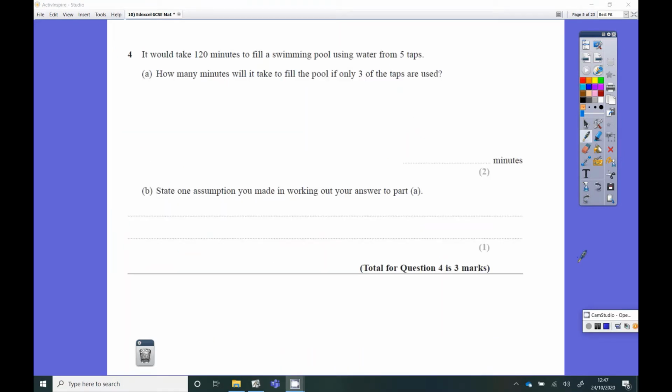Question 4. So you need to be careful here. It takes 120 minutes to fill a swimming pool from 5 taps. Now obviously that makes it a lot quicker. So if we only had 1 tap, it would take 5 times as long. So do 120 times 5. 12 5s are 60. So that's 600 minutes.